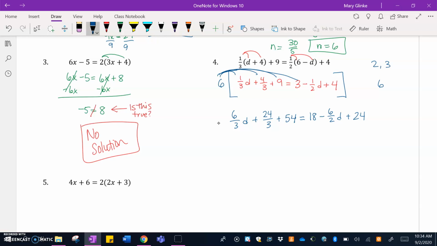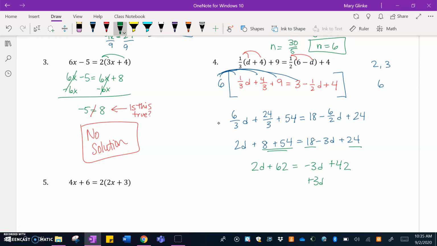At this point in time, now I can take care of all my fractions because they should reduce nicely and be whole numbers now. 6 over 3 is 2. 24 over 3 is 8. 6 over 2 is 3. And now this problem looks a little bit nicer. So at this point in time, we can go ahead and combine like terms on each side. So we're going to get 2d plus 62 equals negative 3d plus 42.